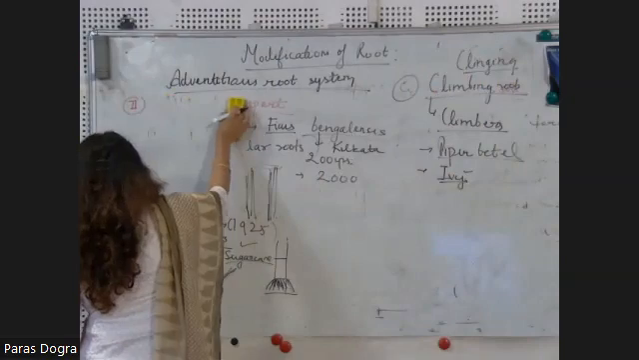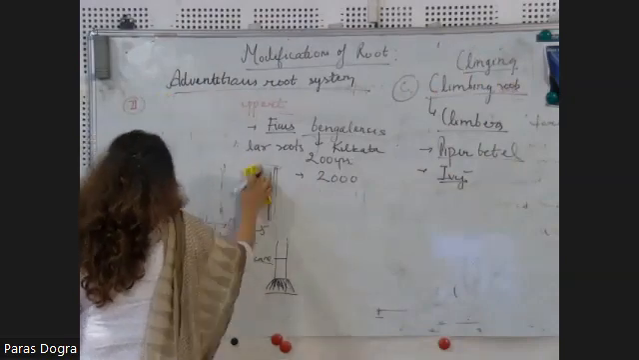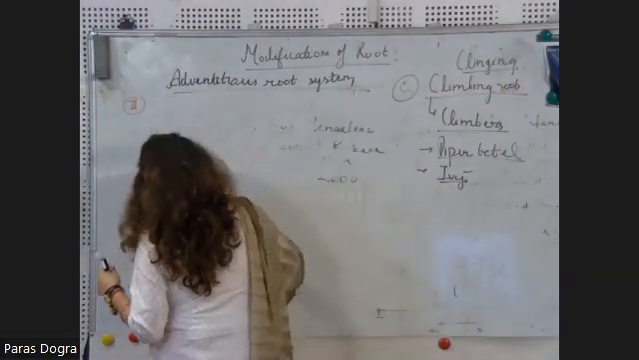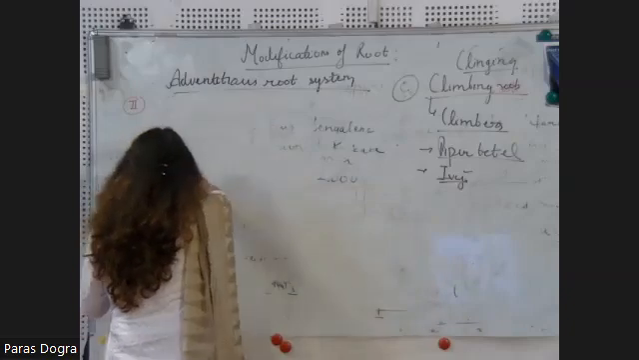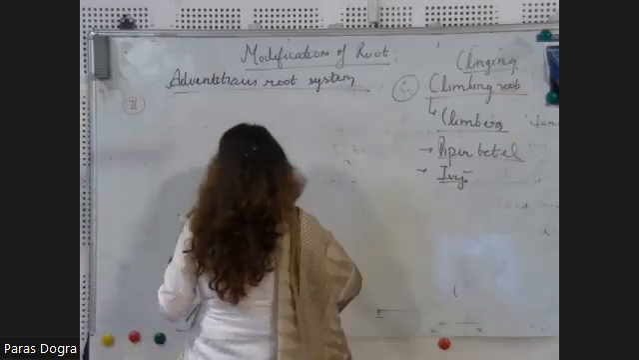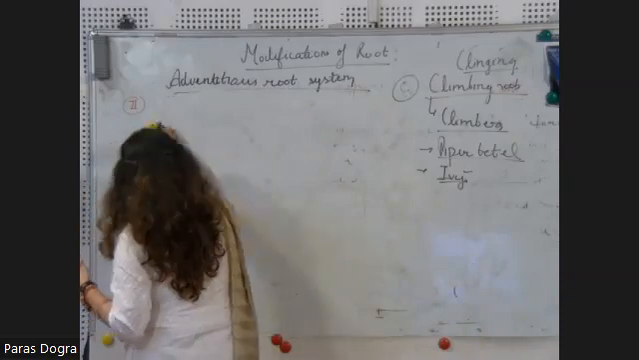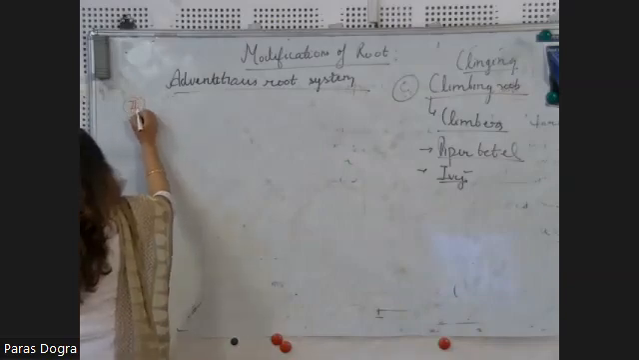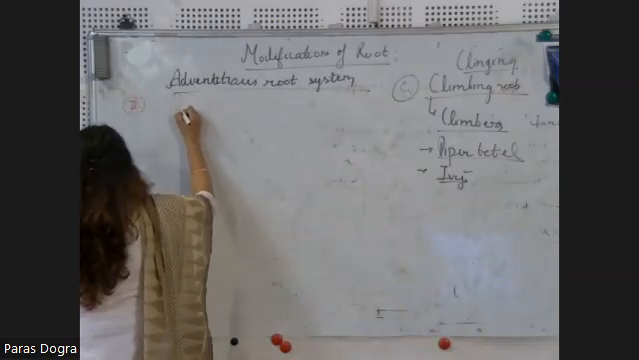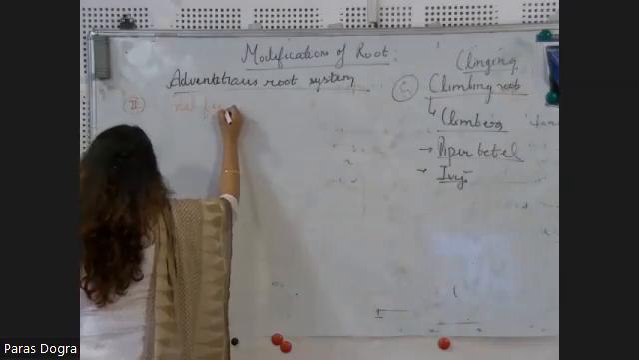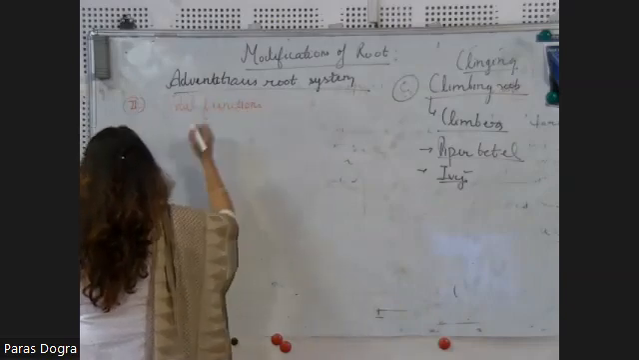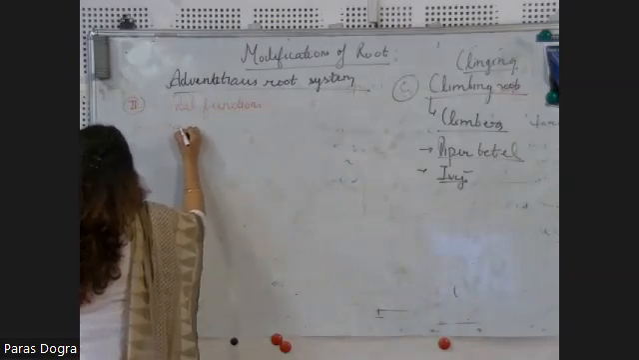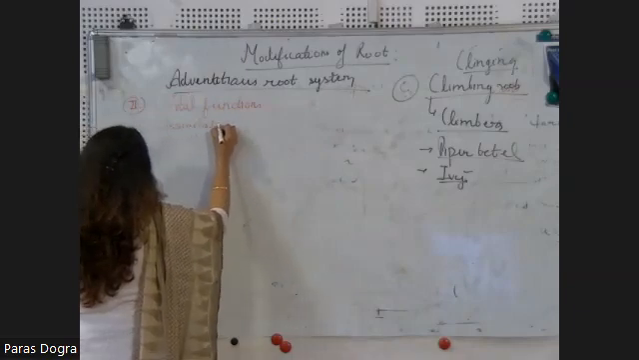Besides these, the adventitious root does many vital functions. There are so many modifications of adventitious root, which you will be studying very soon. And this is the third category, where the adventitious root performs certain vital functions. First being your assimilatory roots.